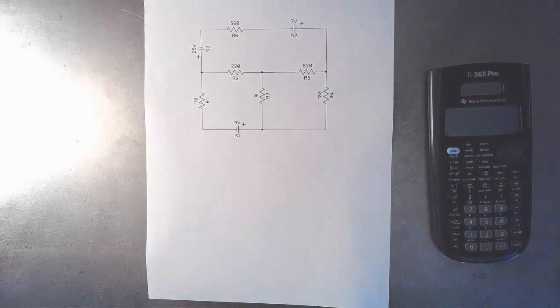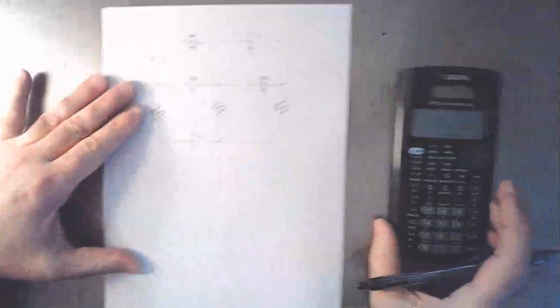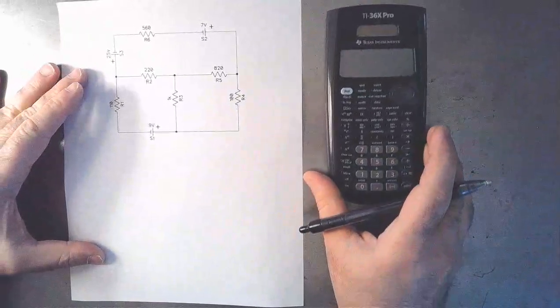Hello. So for this problem here, I am going to use loop analysis to find all of the currents in this circuit. And if I know all of the currents in this circuit, it will be very easy for me to know all of the voltages at all of the nodes as well. So let's get started. I'm going to move this over a little bit.